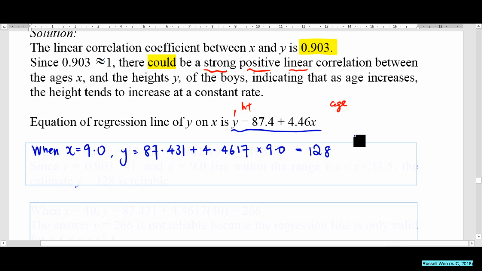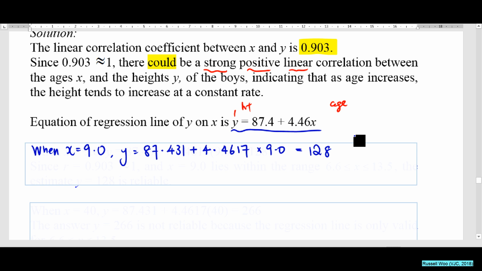So that means the height of the 9-year-old, when you substitute 9, is 128 cm. But that's not all. The question asks you to comment on the reliability. I don't know whether you remember the earlier example. We said it was not reliable because it was extrapolation. But this case is not extrapolation, because it is interpolation. It is within range.